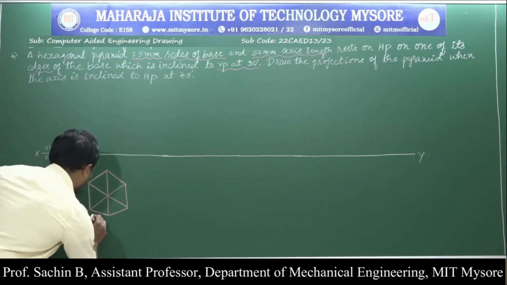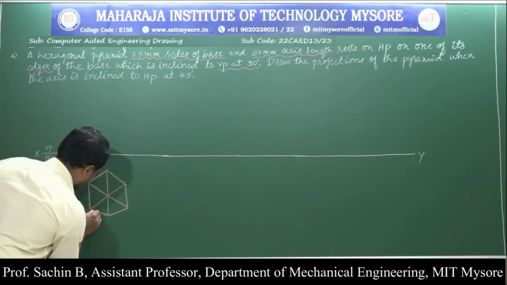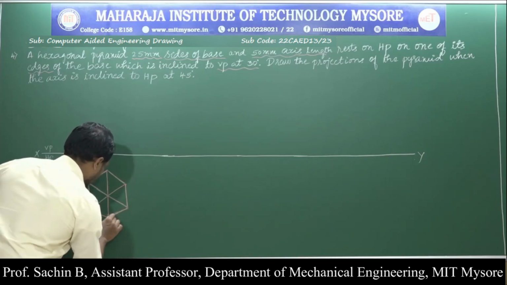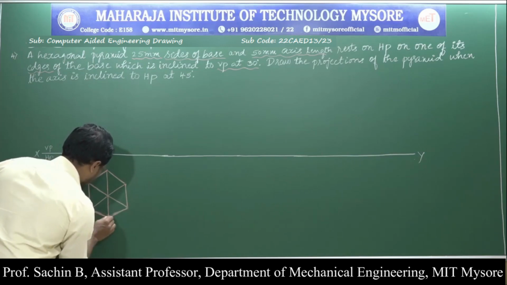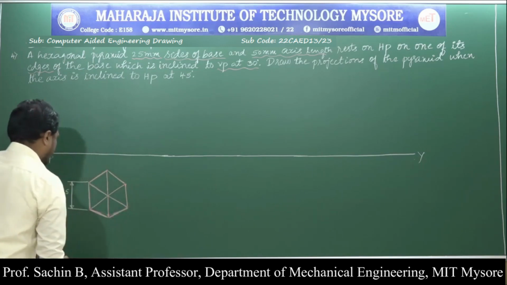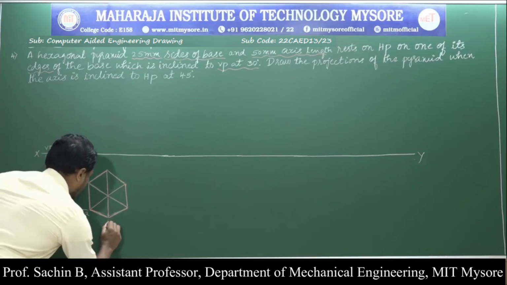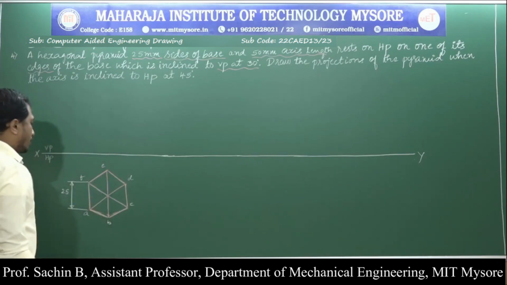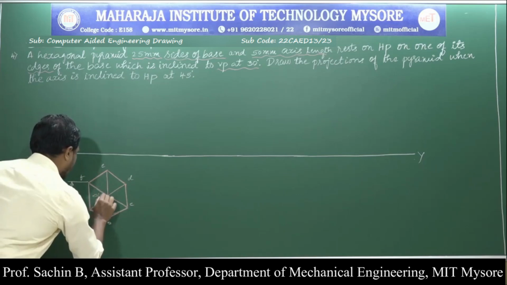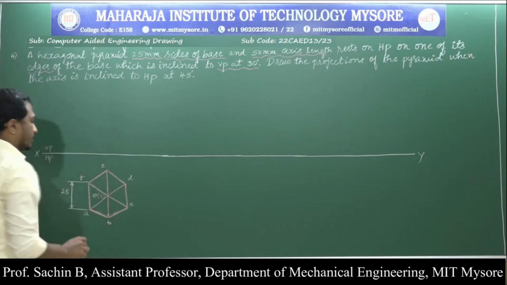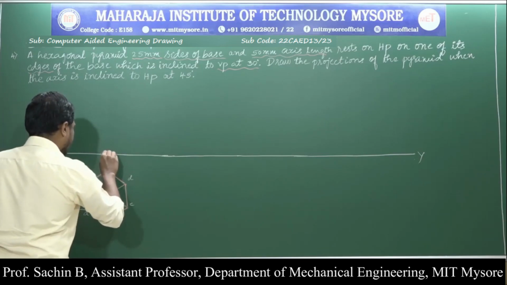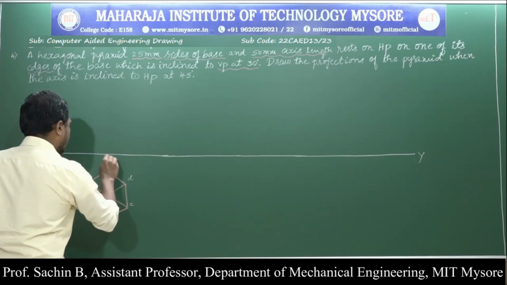Now I will go for naming the corners. I am going to call these corners A, B, C, D, E and F. Six corners are there, and also the axis. O to O1 is the axis. Now I will go for constructing the front view of the object. Now we will go for drawing the projection lines.